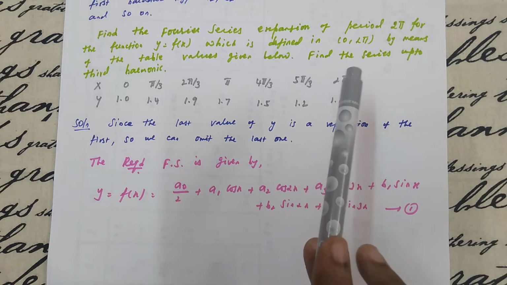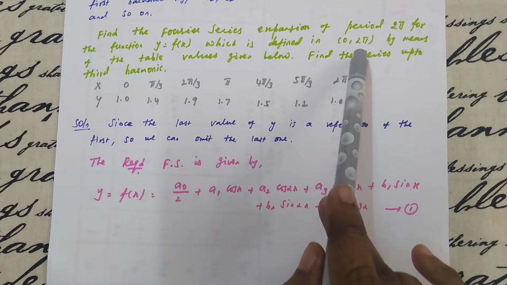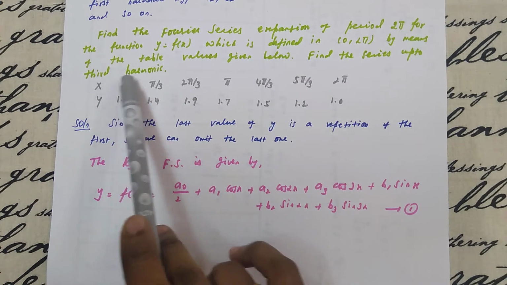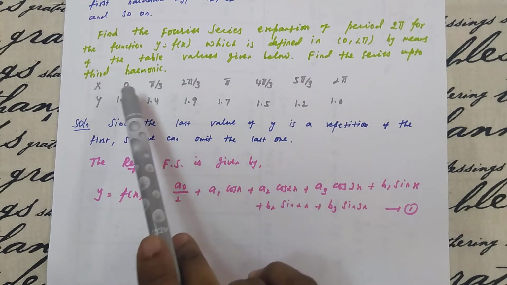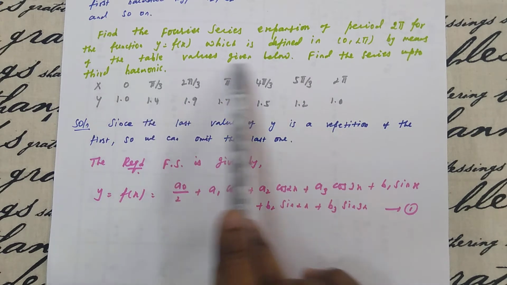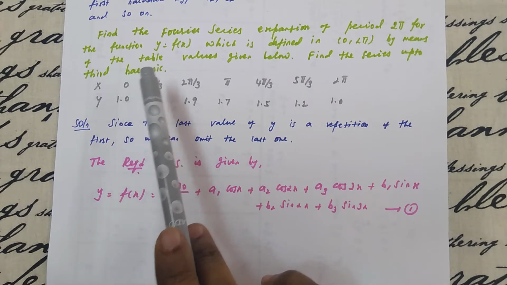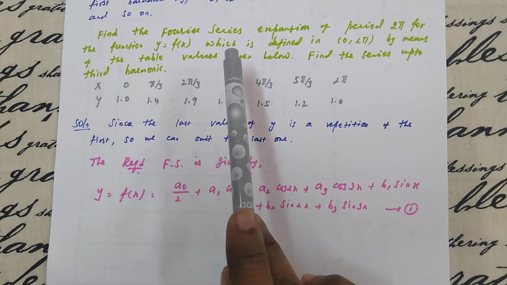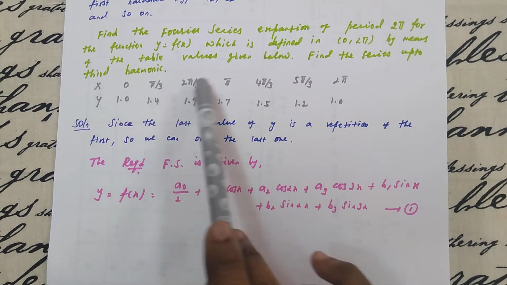So this is the question. The x values and y values are given. The interval is 0 to 2 pi, since x starts with 0 and ends at 2 pi. We need to find the Fourier series up to third harmonic. That means we have to find a0, a1, a2, a3, and likewise b1, b2, b3. This question comes under 16 marks.